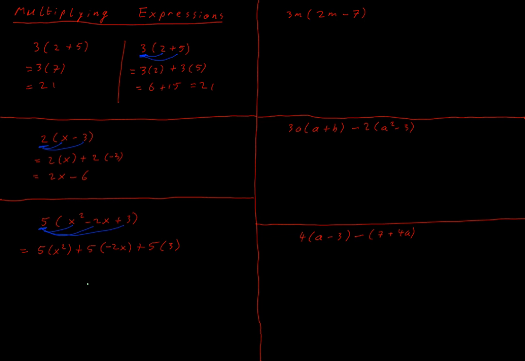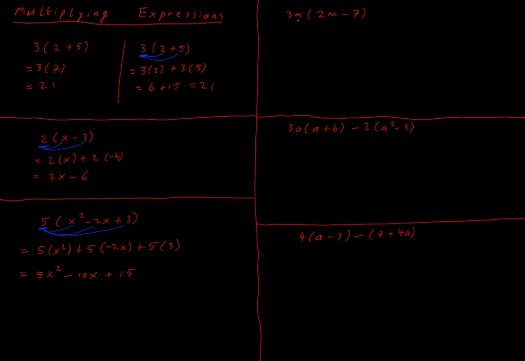You can put in plus 3 and plus x squared if you like. 5 multiplied by x squared we just write as 5x squared. Plus multiplied by minus is minus. 5 multiplied by 2 is 10, and multiplied by x. Plus multiplied by plus is plus. 5 multiplied by 3 is 15. This is as far as I can go because this is an x squared, this is an x, this is a pure number. There's no simplifying I can do. I can't add up any of these terms.